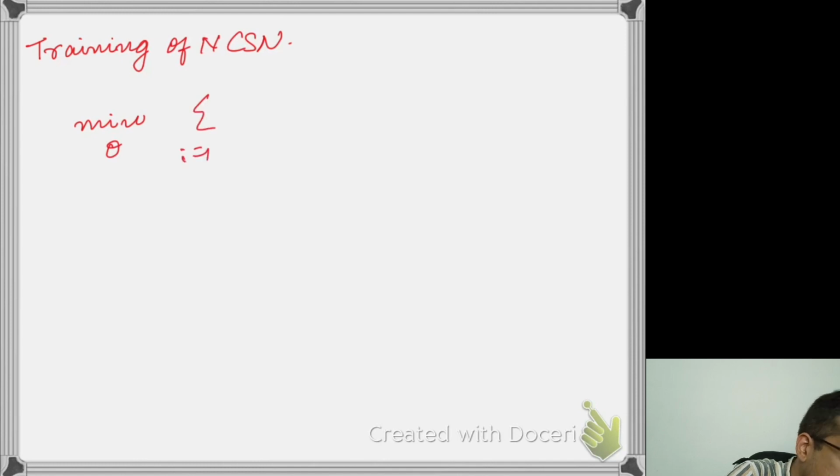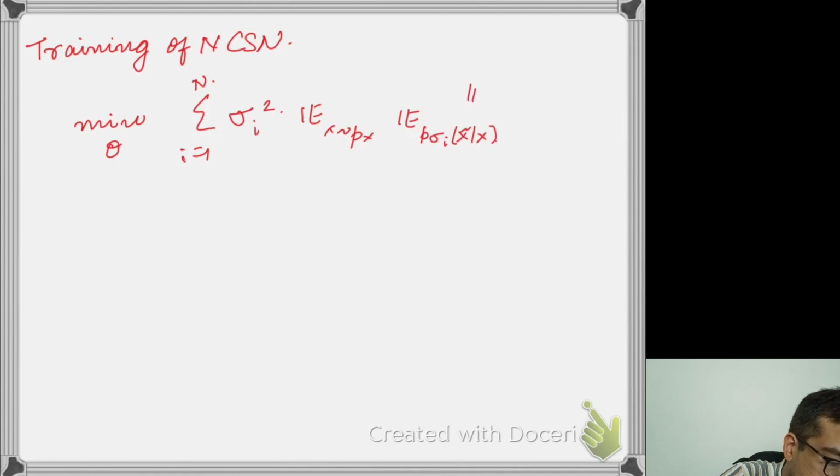Well, the training procedure was that we essentially trained to minimize over theta the sum over I from 1 to n of sigma I squared, expectation of x from p x, expectation of x tilde from p sigma I of x tilde given x, of the score function s theta of x tilde, sigma I minus the gradient with respect to x tilde of log of p sigma I of x tilde given x, all squared. So this is what we are minimizing, right?